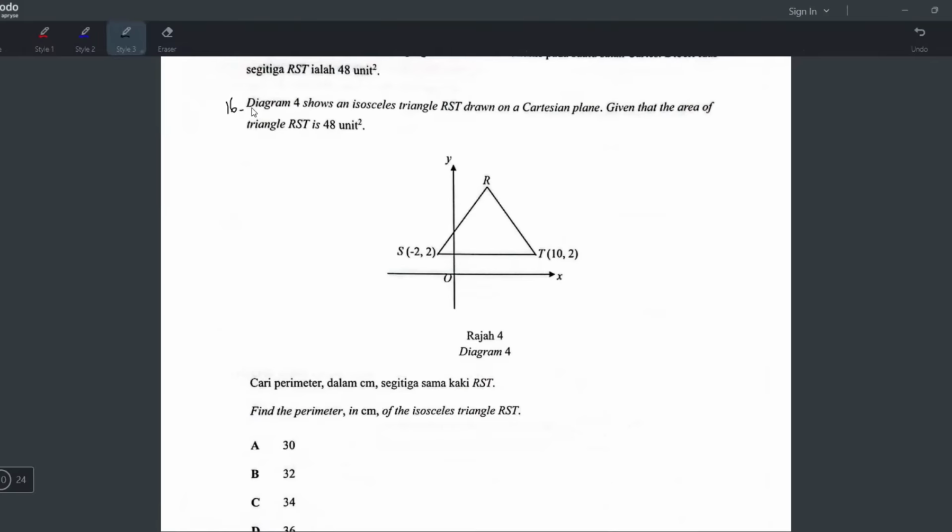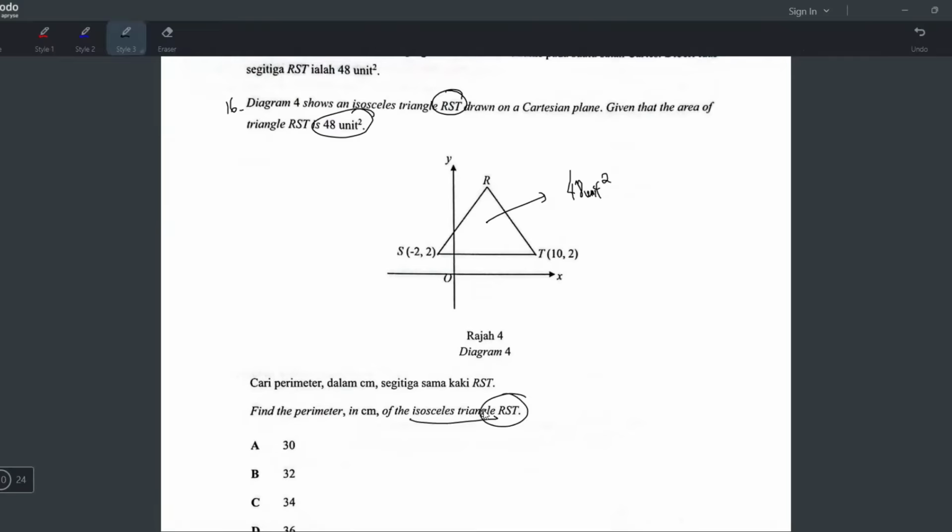16. Diagram 4 shows an isosceles triangle RST. If this is isosceles, it means there are two sides of equal length. But it's not clear which two sides are equal now. But it's okay, let's keep reading. Given that the area of RST is 48. Okay, this is important information. 48 unit square, the area. Find the perimeter in cm of the isosceles triangle RST.